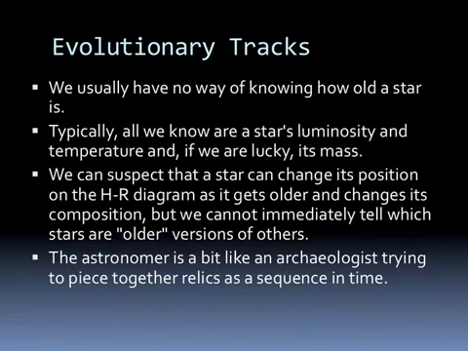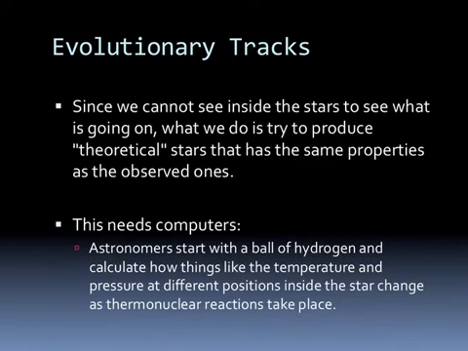We can suspect that a star can change its position on the HR diagram as it gets older and changes its composition, but we can't immediately tell which stars are older versions of others. For an astronomer, it's a bit like an archaeologist trying to piece together relics as a sequence of time. Since we cannot see inside stars to see what's going on, what we try to produce is theoretical stars that have the same properties as the observed ones, and this needs computers.